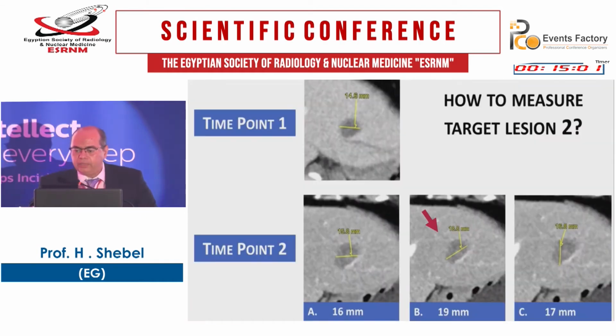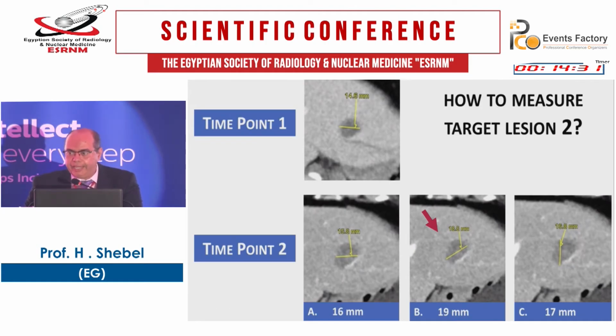Okay, let's come to how to measure the target lesion, especially in the follow-up examination. This is time point 1, the baseline study. We found a hypodense focal lesion in the liver measuring about 14.6 millimeter, and we take this as the longest diameter. At time point 2, the future exam, we can notice that there is a change in the shape of the lesion. And this is very common as a response to treatment.